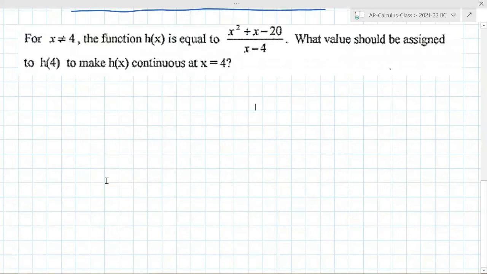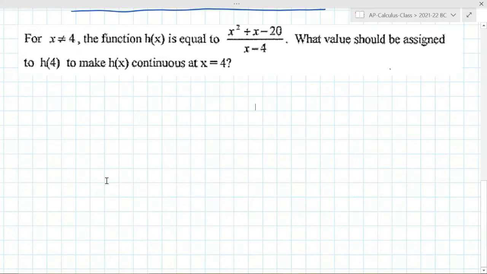Okay, for x not equal to 4, the function h of x is equal to this function. What value should be assigned to h of 4 to make h of x continuous at x equals 4? The function is not defined at x equals 4, right? Because that makes the denominator 0. So that's not in the domain.